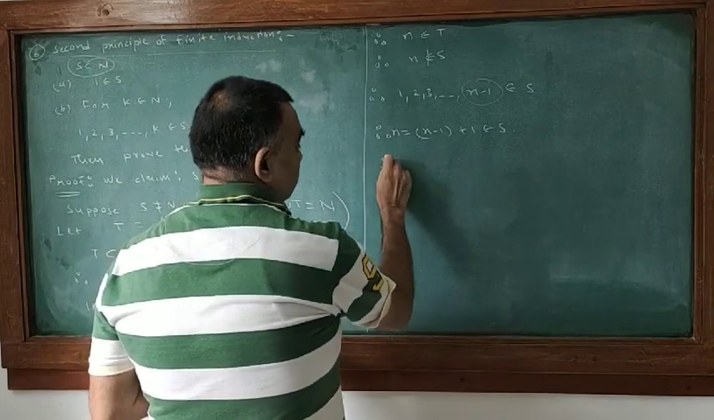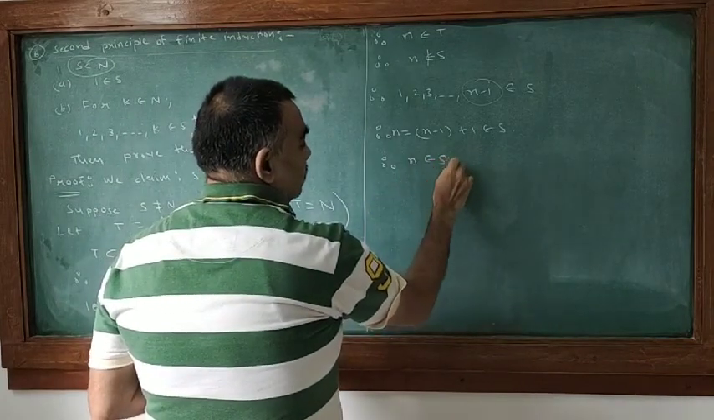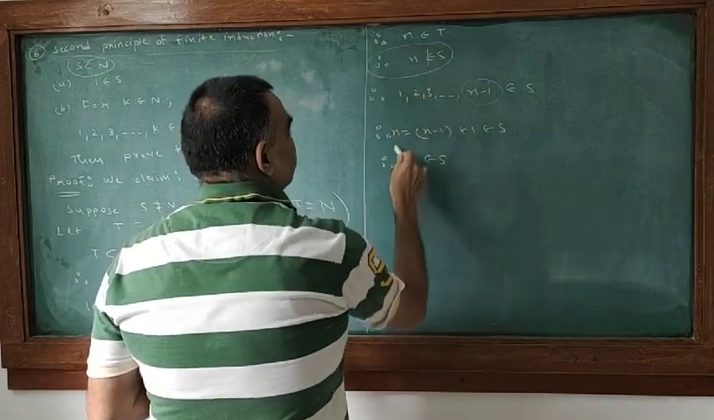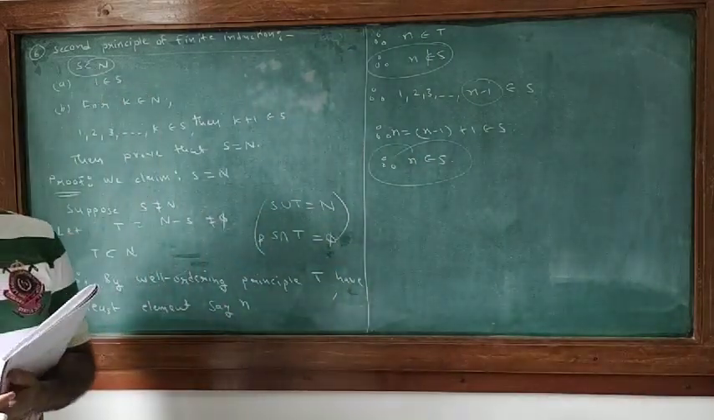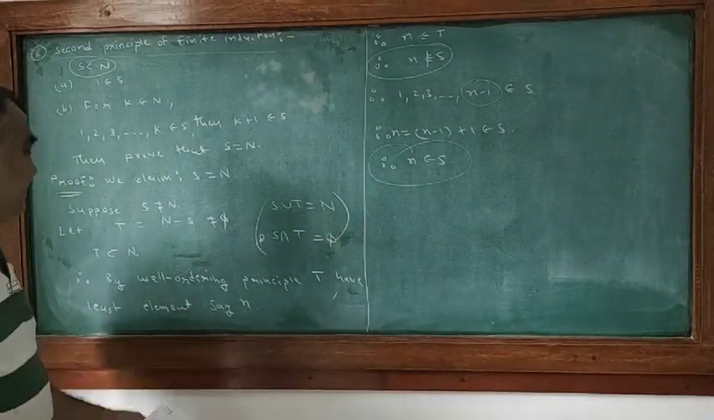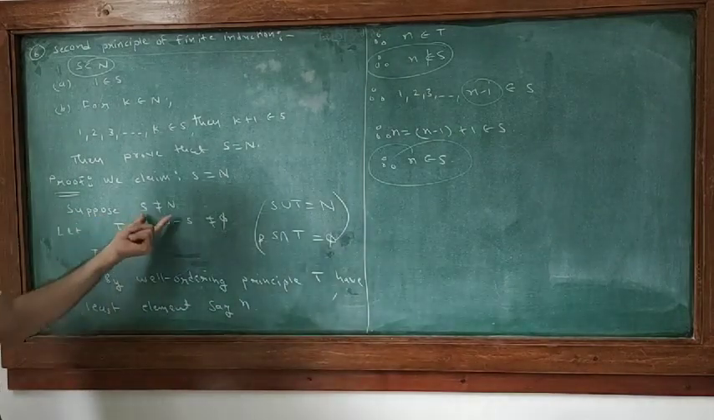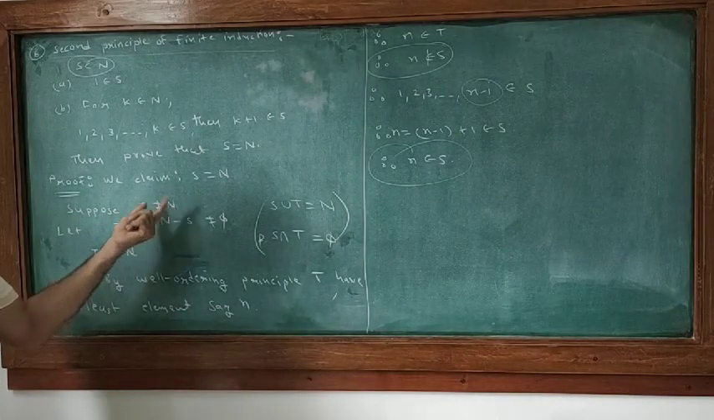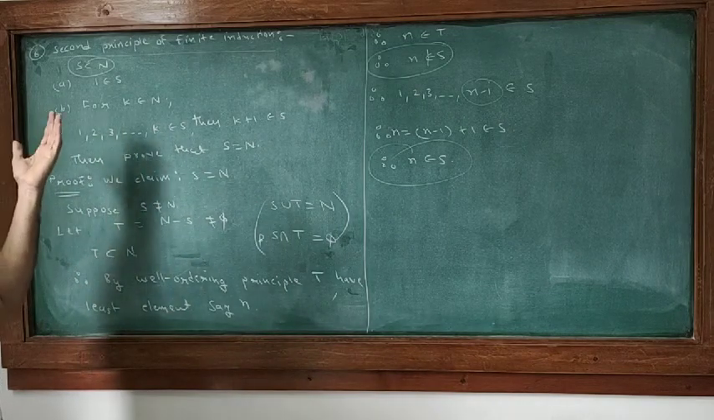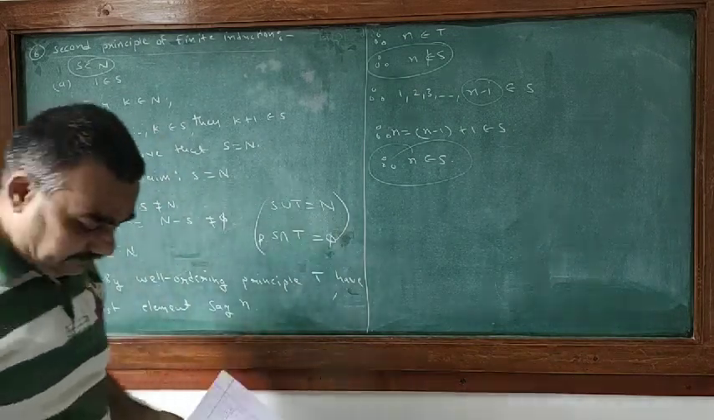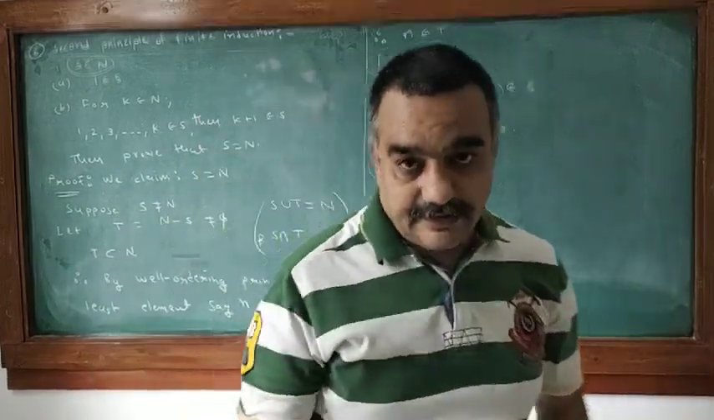Therefore n is not in S, and n is in S. We get a contradiction. Our supposition is wrong. S is not different from N. Therefore S must be N. So this is the second principle of finite induction. I hope you understand this very well.